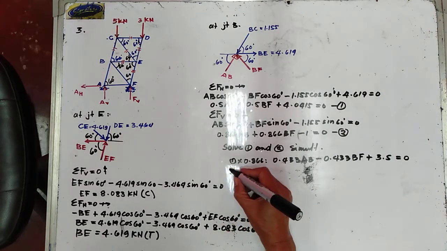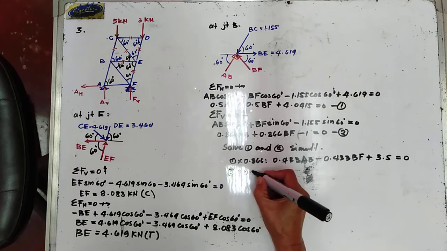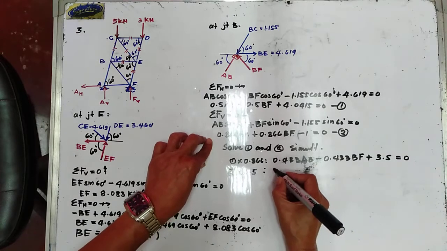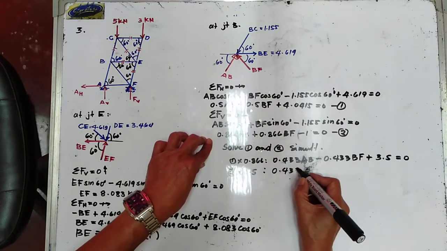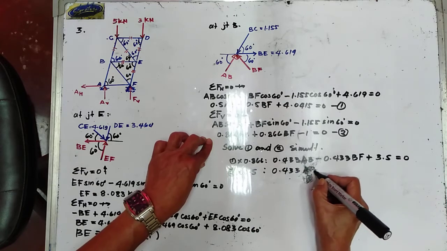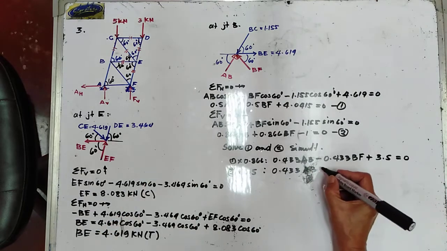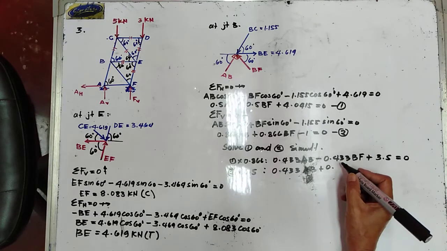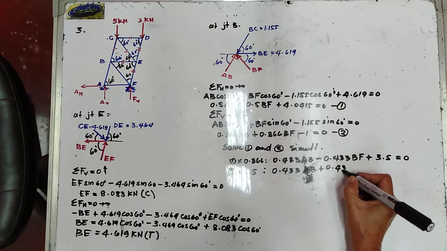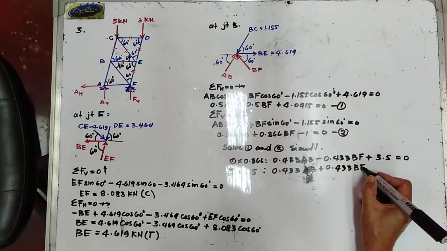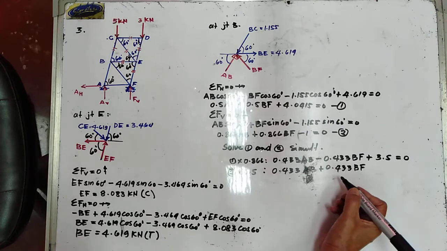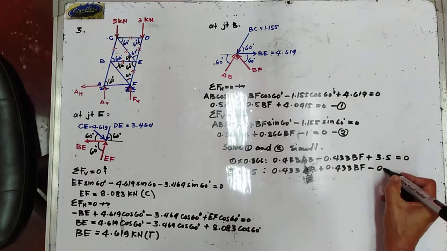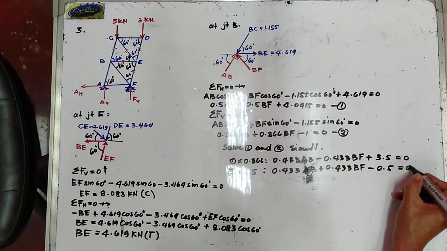So we have equation 2. Let's multiply this one by 0.5. So 0.5 of 0.866 is 0.433 AB, and then plus 0.433 BF, and then minus 0.5 is equal to 0.